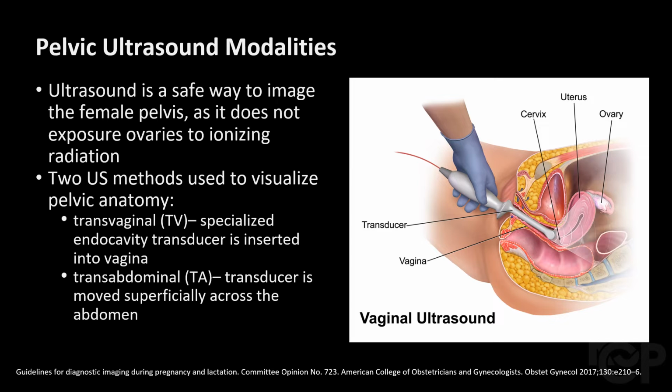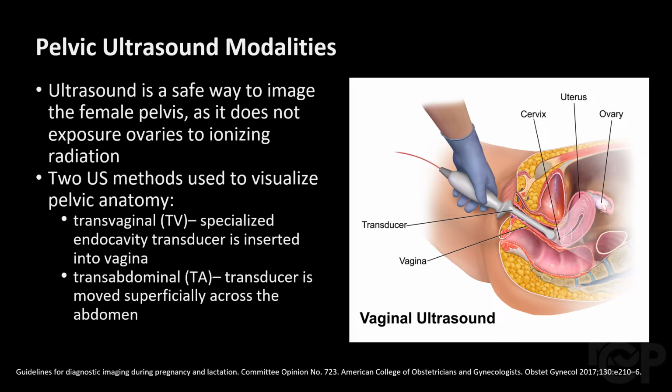Pelvic ultrasound modalities. Ultrasound is a safe way to image the female pelvis as it does not expose ovaries to ionizing radiation, which we know to be mutagenic. Two ultrasound methodologies that we use are transvaginal and transabdominal. The transvaginal modality requires a specialized endocavity transducer that is inserted into the vagina. The transabdominal ultrasound uses a transducer that is moved superficially across the abdomen.